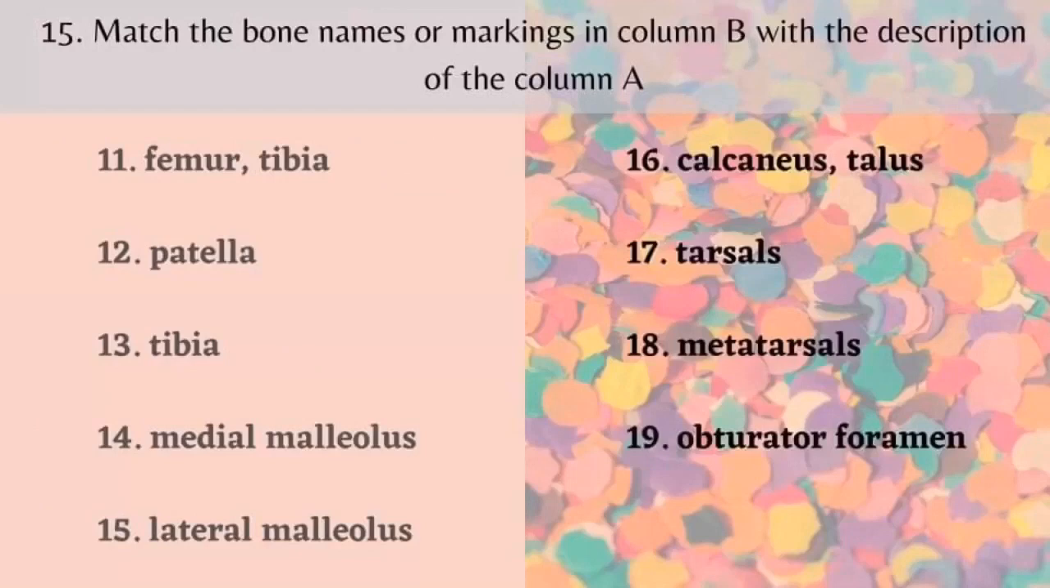Our answer is medial malleolus. Number 15, lateral ankle projection. Our answer is lateral malleolus. Number 16, the two largest tarsal bones. Our answer is calcaneus and talus. Number 17, the ankle bones. Our answer is tarsals. Number 18, bones forming the instep of the foot. Our answer is metatarsals. Number 19, opening in hip bone formed by the pubic and ischial rami. Our answer is obturator foramen.